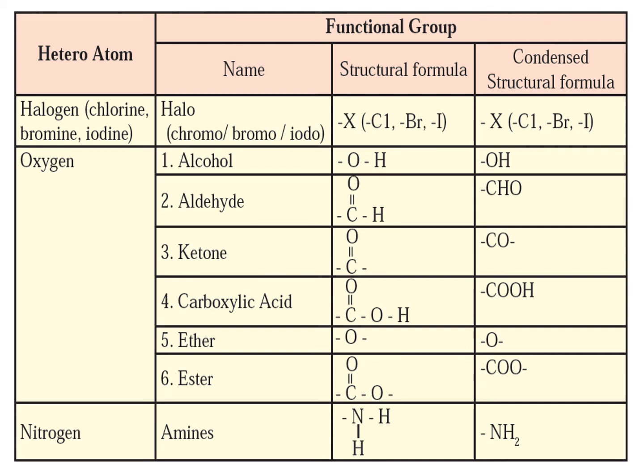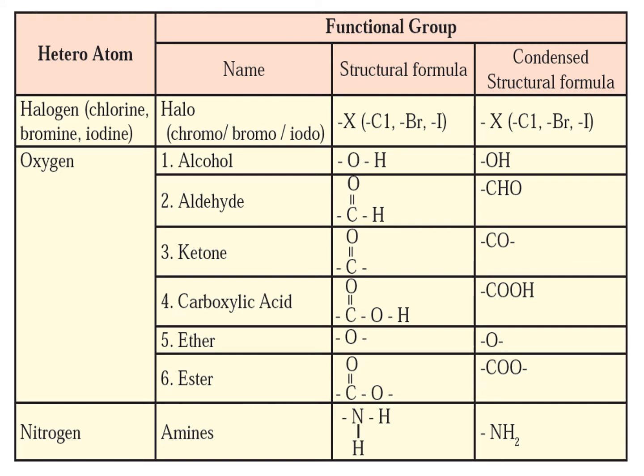Then the heteroatom is oxygen. We said the heteroatom is never alone. It is coming in a combined form. It is a group of elements. So in oxygen, we have six types. The first one is alcohol. In alcohol we have oxygen and hydrogen coming together, so it becomes an OH bond. The structural formula for alcohol is nothing but OH. Aldehyde is C double bond O and H, and that is why it is written as CHO. So whenever it is a CHO compound, it is an aldehyde compound.